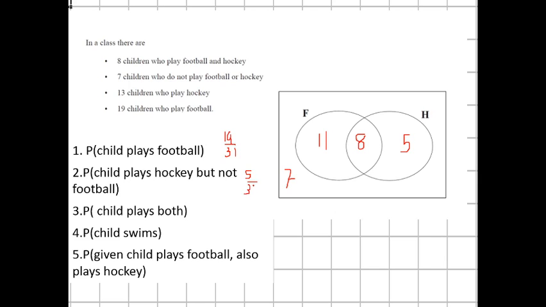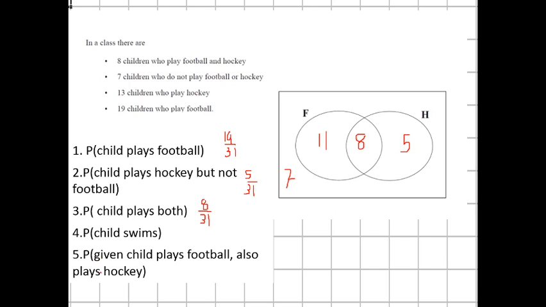Okay, so this is that a child's picked at random. What's the probability? This is they play both, so it's the intersection. So this is 8 out of 31. A child swims. Okay, well we don't know, so you wouldn't get asked quite that question. You could say 0 because it's got no information there, but they might swim. All of them might swim in their spare time, and so you would put not enough information for that.